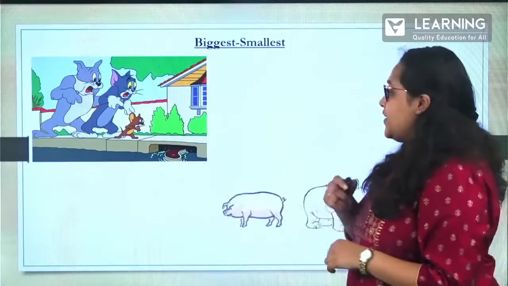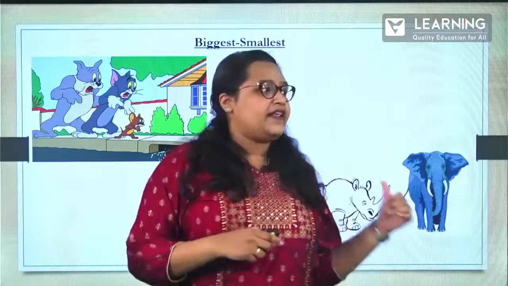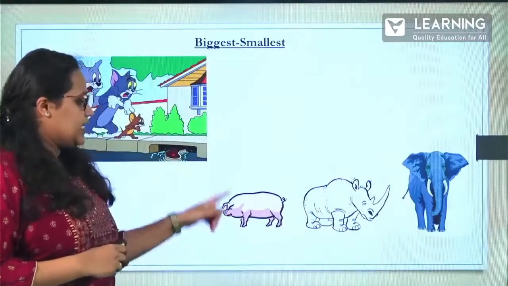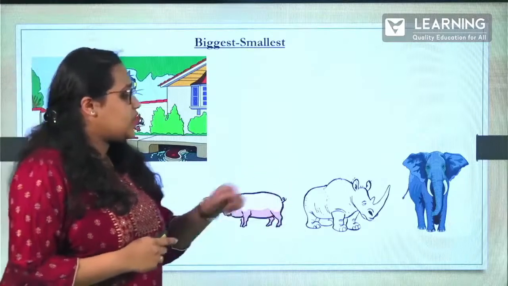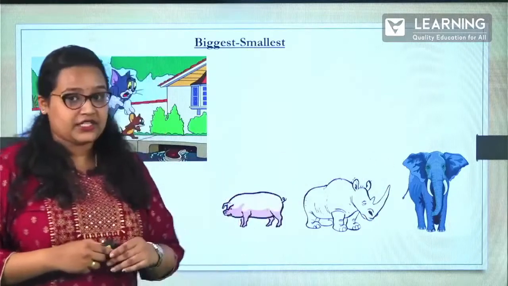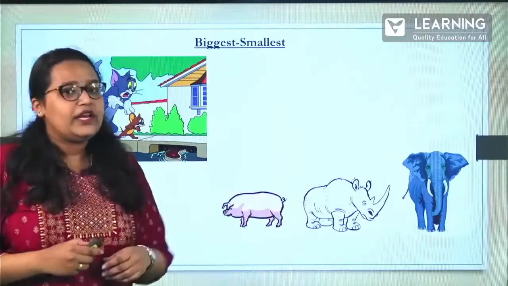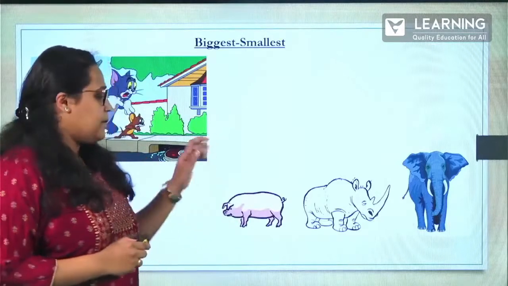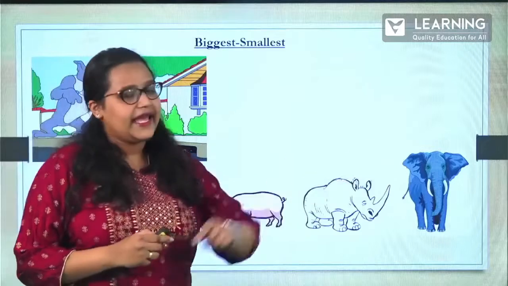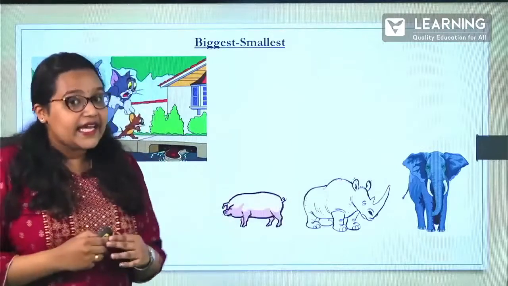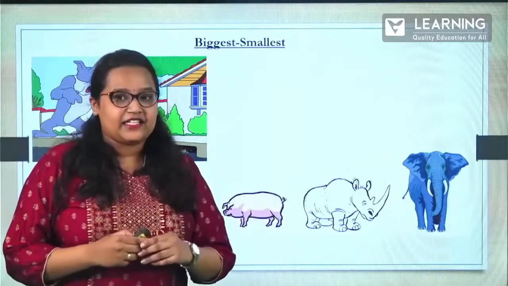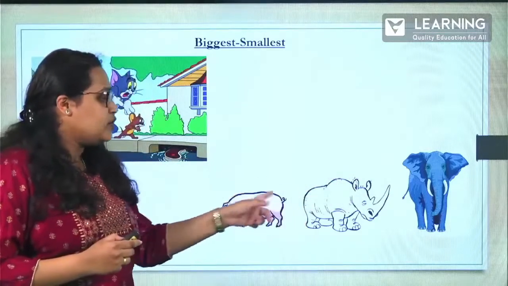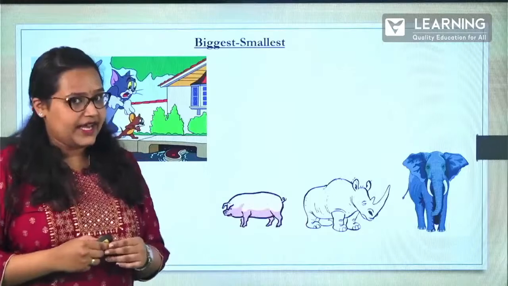We'll see another example. Here, we are comparing a pig, a rhinoceros and an elephant. Which will be the biggest? We are comparing three things: pig, rhinoceros and elephant. The biggest is the elephant, because it is the biggest animal when we compare it to the pig and the rhinoceros, correct?